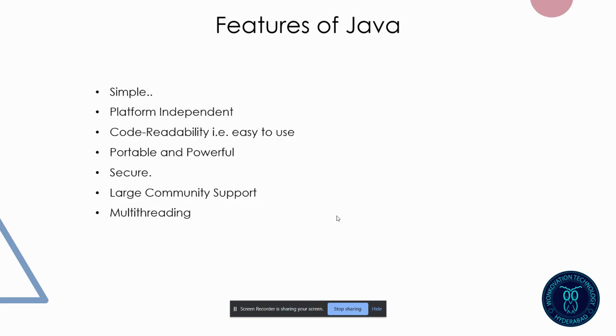Okay, now let's talk about some features of Java. Java is simple, which means Java is one of the simple languages. It does not have complex features like pointers, operator overloading, multiple inheritance, or explicit memory allocations.